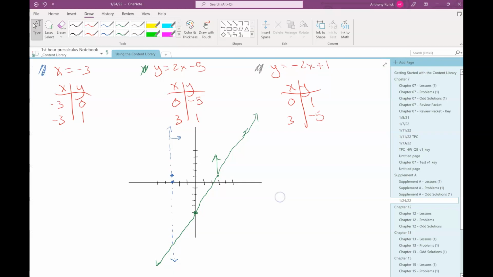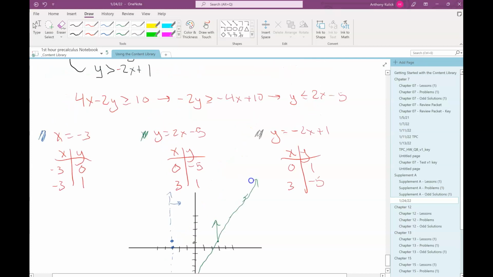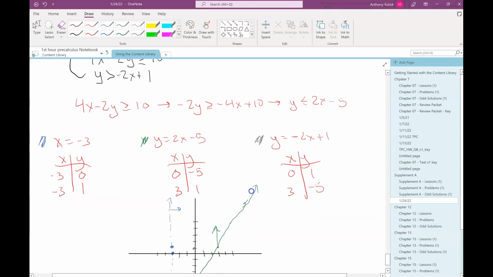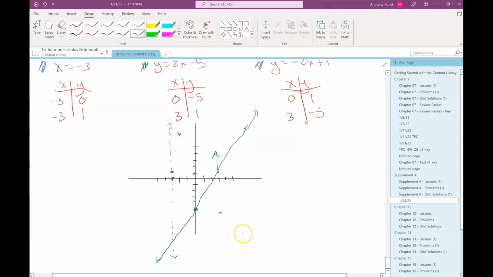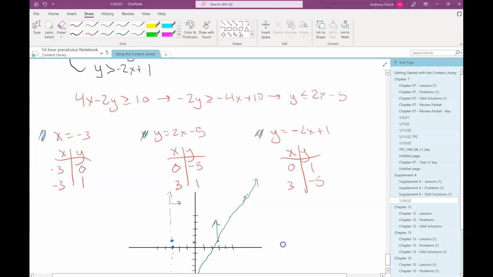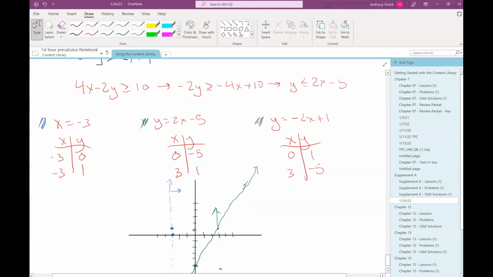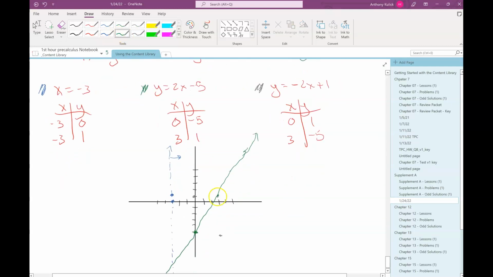And then my last one, I have 0, 1, and then 3, -5. And again, this is a greater than inequality. Oh, my green one, I'm sorry, that's a less than. Yeeps, right? I'm talking about below. Okay. And then this guy is this one, and that is above.